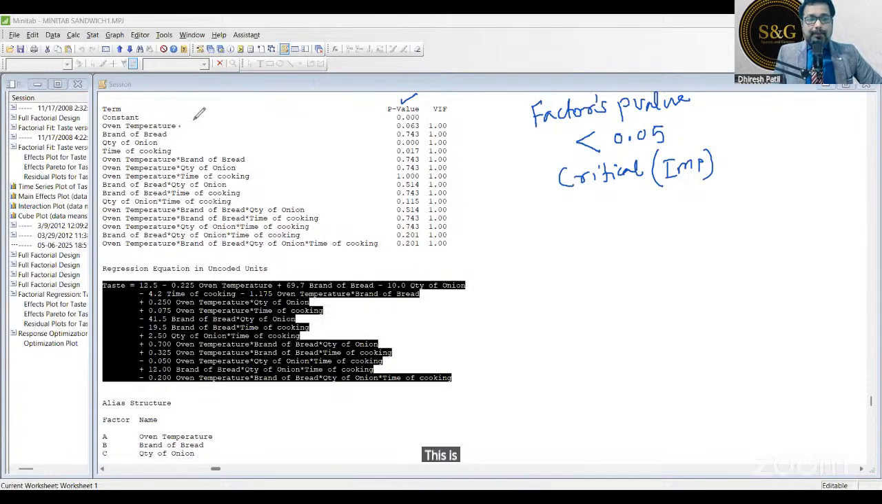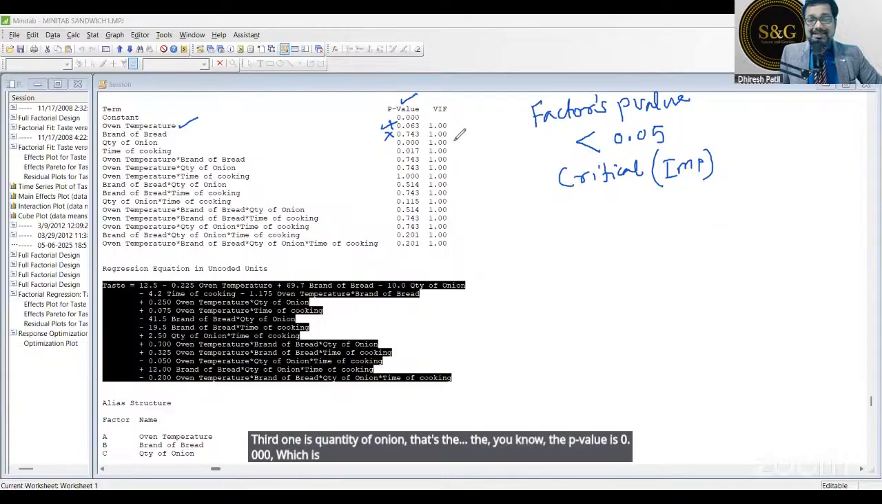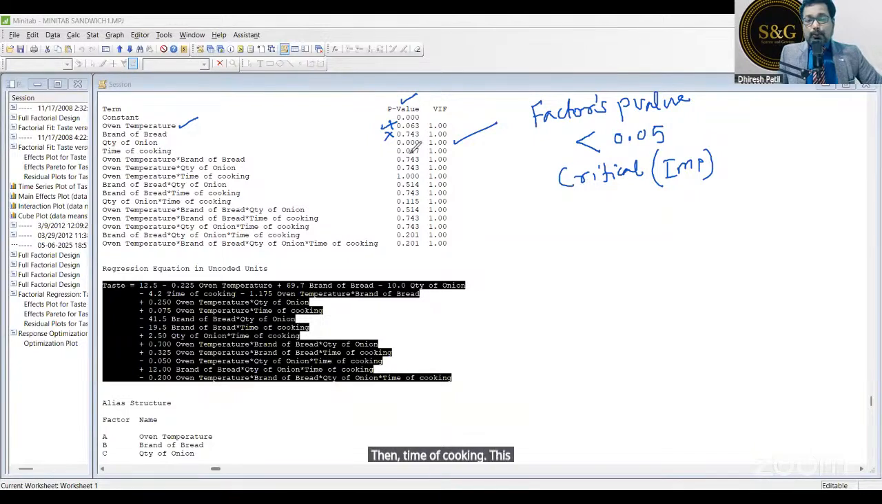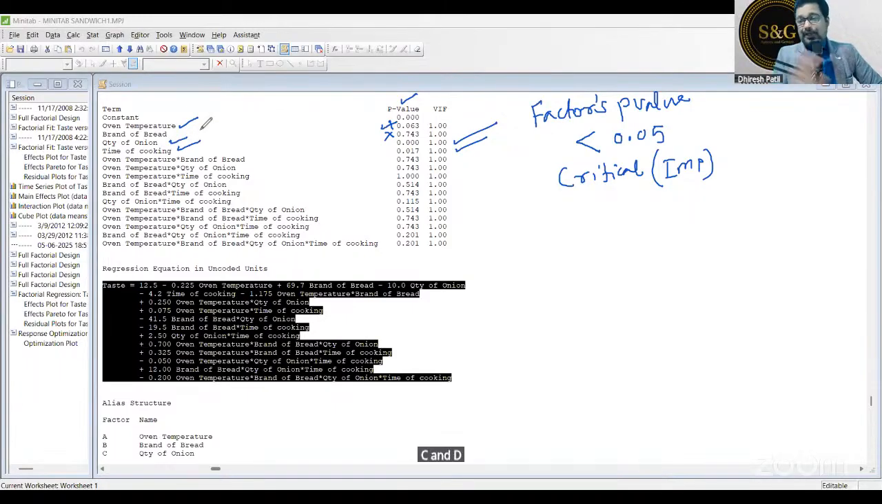Now look at this. This is oven temperature. The p value is a little greater than 0.06. So this is not the critical factor. Second is brand of bread, 0.74. So this is not the critical factor. Third one is quantity of onion. The p value is 0.000, which is a critical factor. Then time of cooking. This is also 0.017. So C and D are the only two critical factors here, guys.